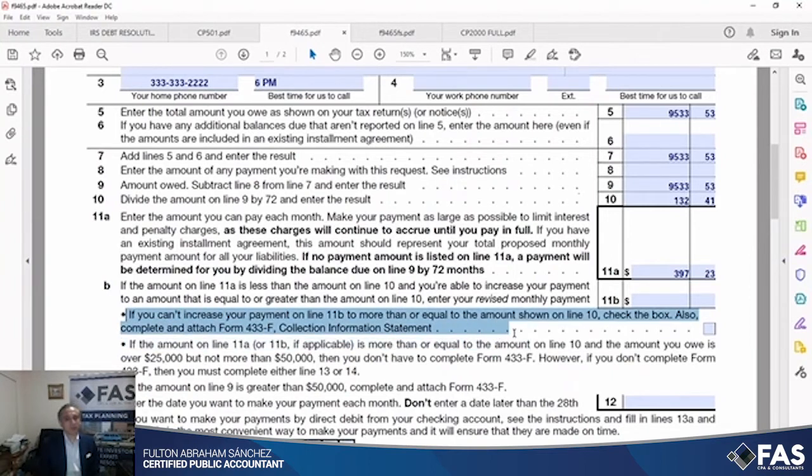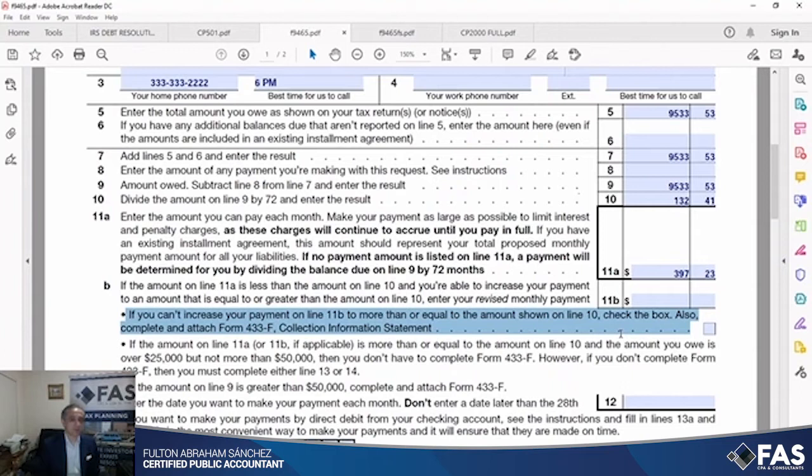All that has to be backed up with receipts and bank statements, to prove that you have no income, or your income is not enough, and you have no assets that can cover your debt. Then you can apply for an offer in compromise that will give you the ability to pay less. But that is only if you can prove to the IRS that you have no assets and your income is not enough to pay this debt.